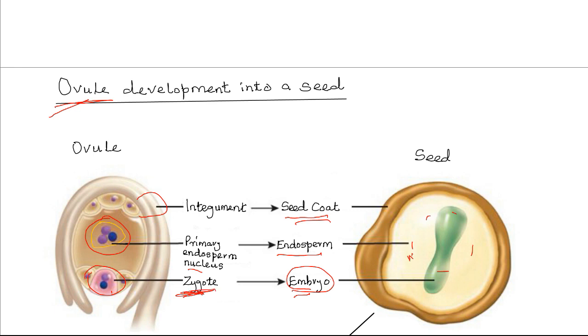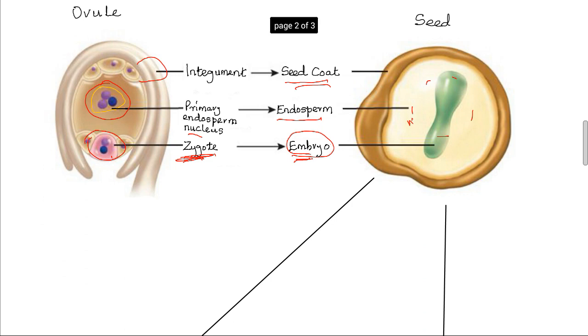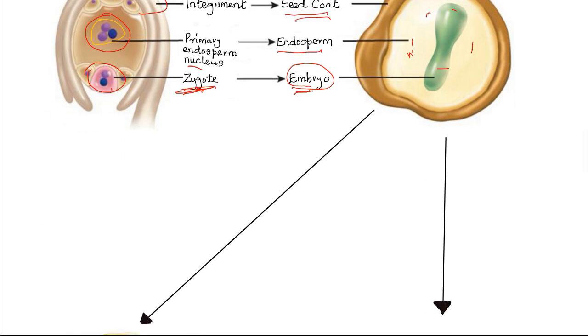The zygote becomes the embryo. Now the embryo differentiates into three parts. There is a plumule, that is the young shoot, the radicle, and cotyledons, which may be one or two depending on the nature of the plant. As the seed develops, development depends on the nature of the plant. Here we have the embryo, then this is the endosperm, and then the seed coat that develops from the integuments.